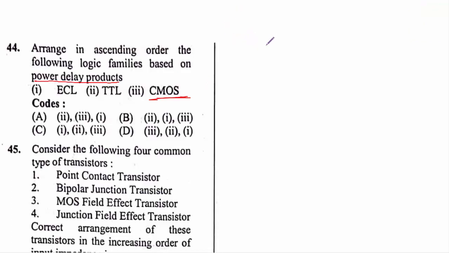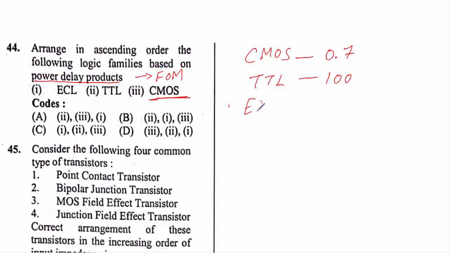In the case of CMOS, what do you mean by power delay product? It is a figure of merit. In the case of CMOS, you will be getting power delay product as 0.7, whereas in the case of TTL, it is up to 100. In the case of ECL, we know that ECL is the fastest logic, and the power delay product will be ranging from 80 to 90. So based on this, if I arrange, I should get 3, 1, 2.